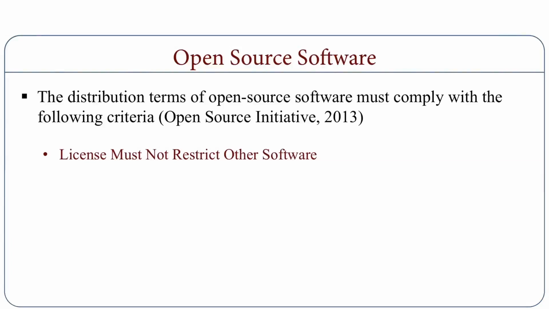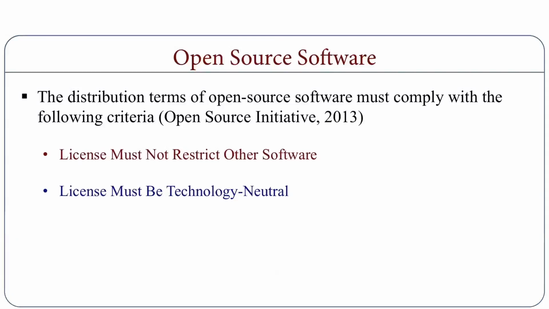Taking a software under open source license, modifying it and then making it proprietary, that is closed access, is not acceptable under the open source licensing conditions. Then license must not restrict other software. That is, if I want to integrate the software which I have written with other software, I should have the freedom to do so. So the tenth condition is that license must be technology neutral. It should not be specific to a particular technology.